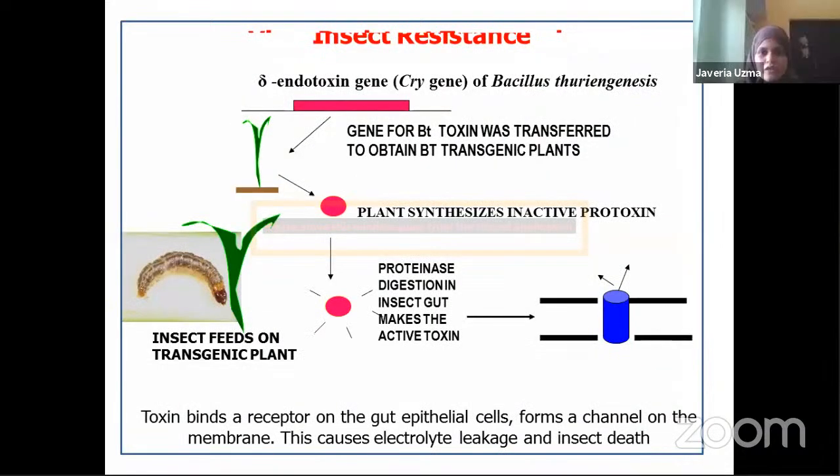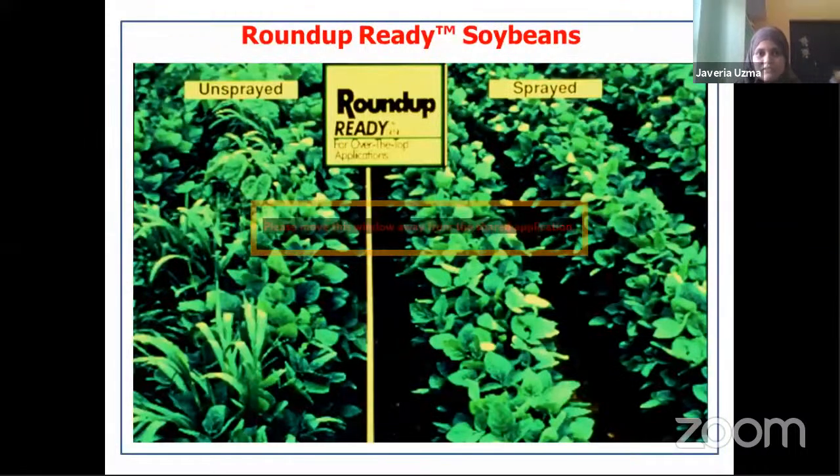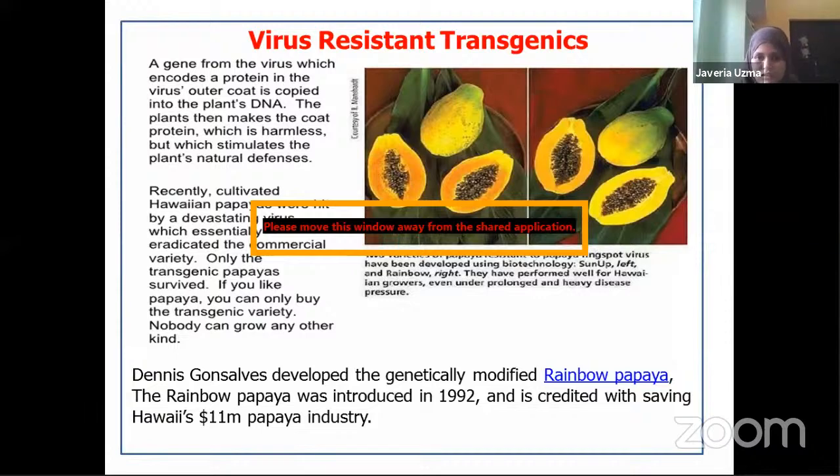So we have seen two characteristics of transgenic plants. One is herbicide resistance, another one is insect resistance, then the third one is virus resistance.